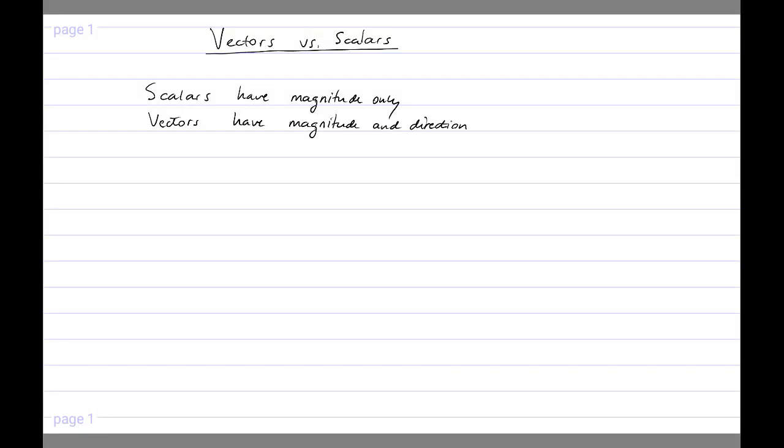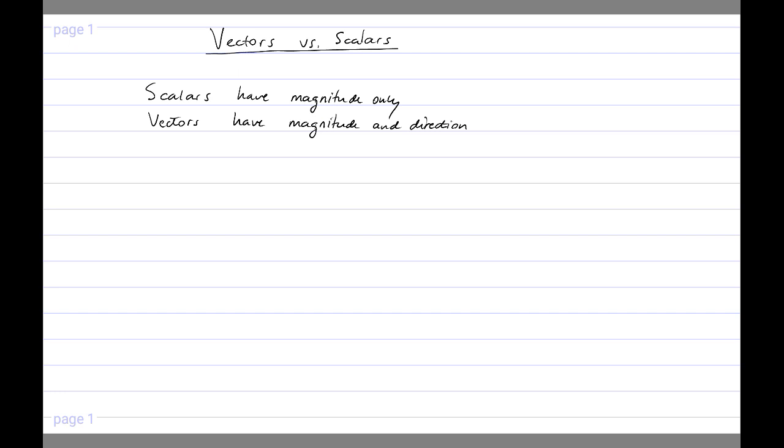In physics, we divide physical quantities into scalars and vectors. Scalars are the kind that only have magnitudes, so basically just positive numbers and a unit associated with them. Whereas vectors have the magnitudes but also directions.